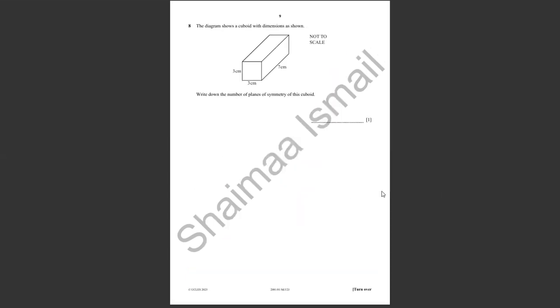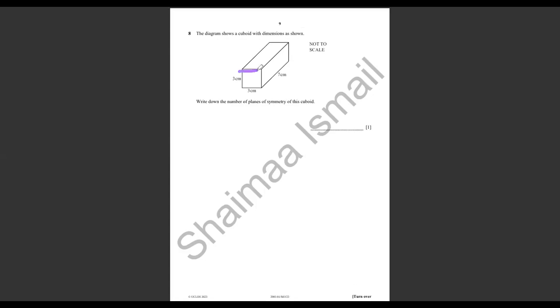Okay, the diagram here, we have a cuboid. In planes of symmetry, we have the planes of symmetry equal to the sides of the base, which is 4 sides, plus 1. 4 sides plus 1. Because we can cut it like this. We can cut it like this. I mean like this. Here like this.